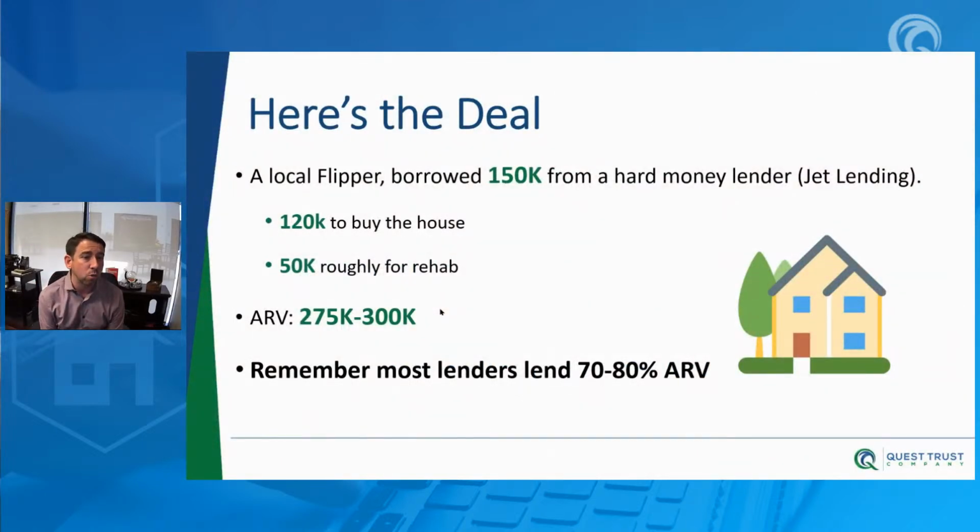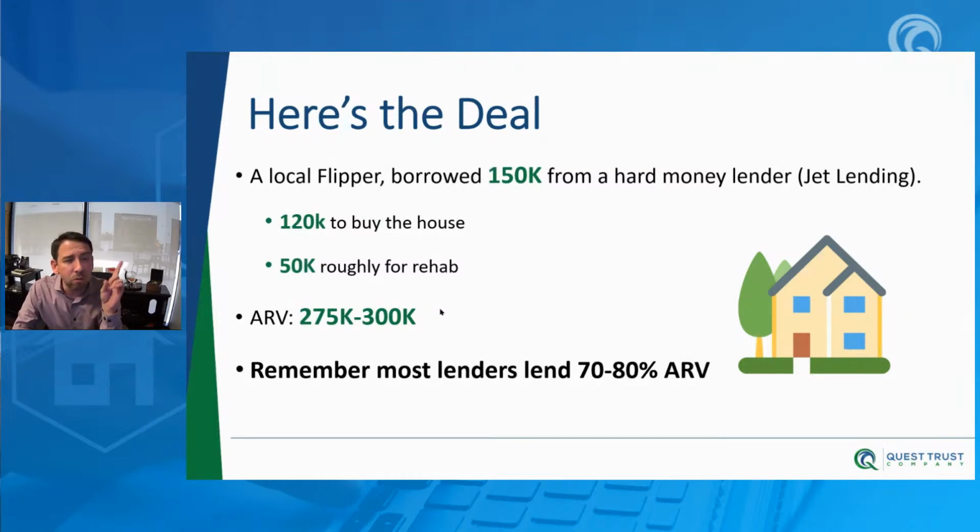Ultimately, Marty is a local flipper here in Houston. He had to borrow about $150,000, and if I remember correctly, the lender was actually, and I put it up there as Jet Lending, but I believe it was actually Eddie Gant directly. So don't quote me on that, but I want to say it was Jet Lending. Ultimately, they were buying the house for $120,000, and the rehab was roughly $50,000 is what they were originally quoted. Now, the ARV on this house was right around the 275 range.